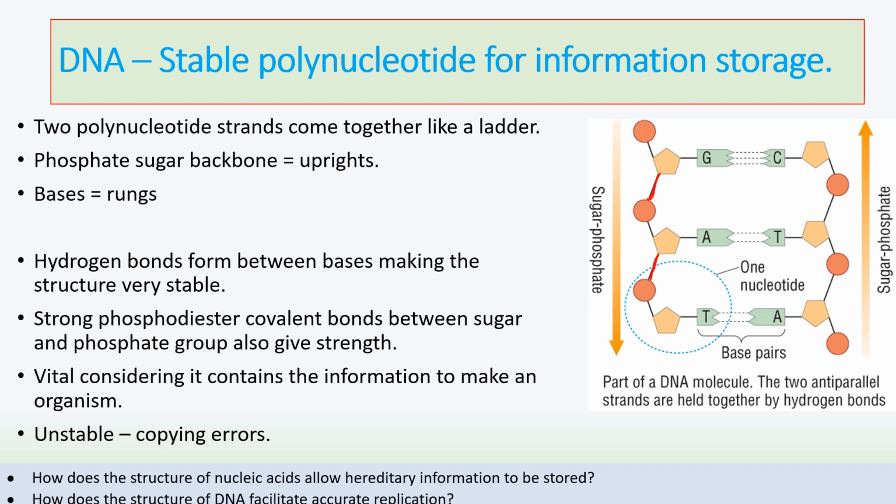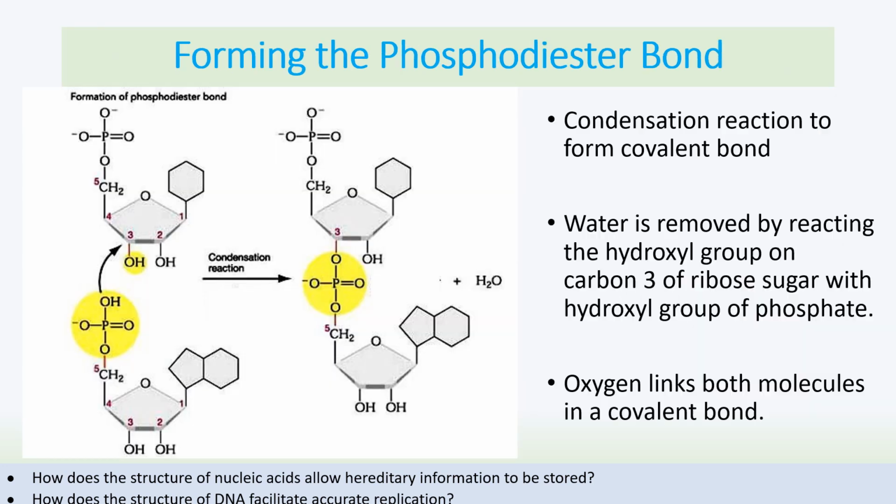So let's just look at the phosphodiester bond a little bit. You need to understand exactly the same as before. It's unlikely you're going to be asked to draw a diagram to show this one, but just to show you, it is again a condensation reaction. Okay, forming a phosphodiester bond. Don't call it a covalent bond, although it is a covalent bond and it's strong as a result.